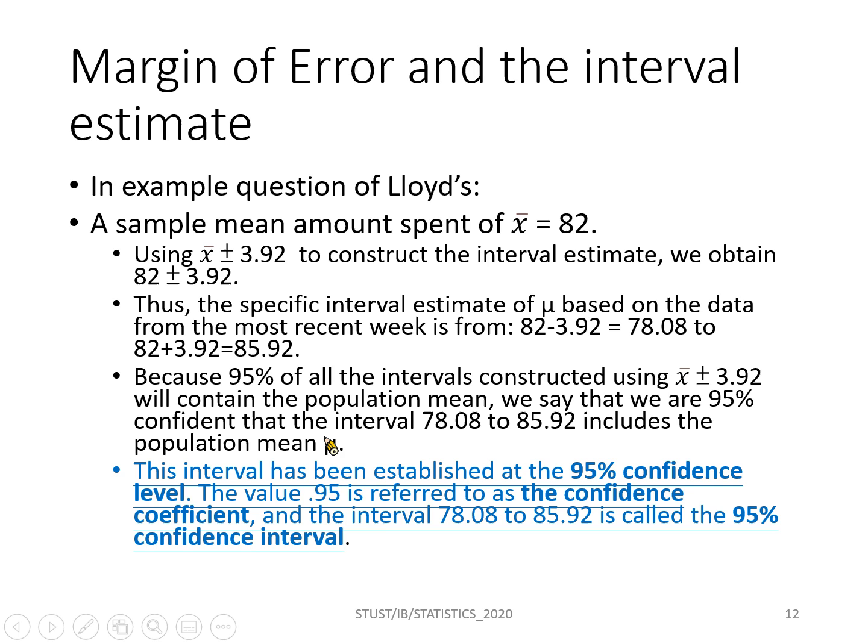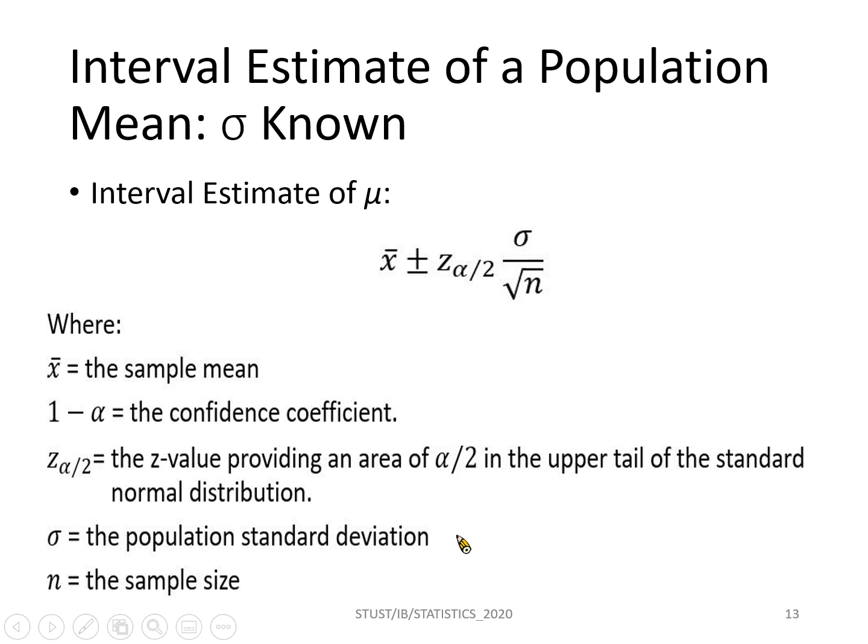And in such an example question, you will also know the 95 percent is the confidence level, and the 0.95 we can refer to as the confidence coefficient, and the interval from 78.08 to 85.92 we can call the 95% confidence interval. So here you will find the interval estimation of mu.